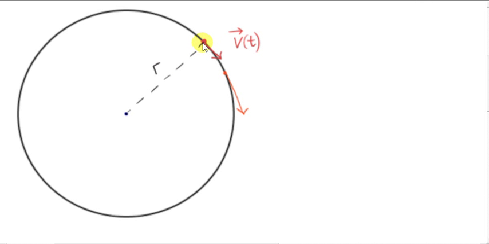Now, let's suppose that instead of uniform motion, the particle actually speeds up, so that after some small increment of time, delta t, the speed has increased. So now I'm showing the velocity vector at the time t plus a small increment delta t later. You can see that the magnitude of this vector is greater than the magnitude of this vector here. Let's suppose that during the time delta t, a small angle delta theta is swept out.